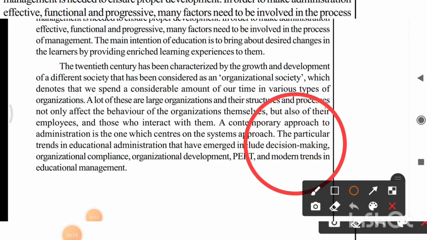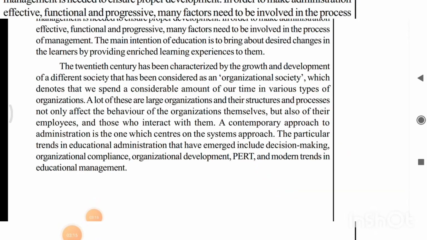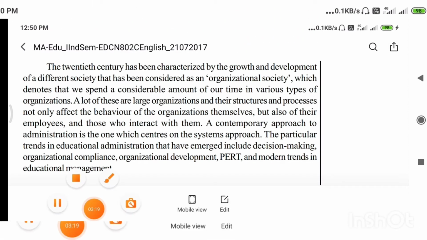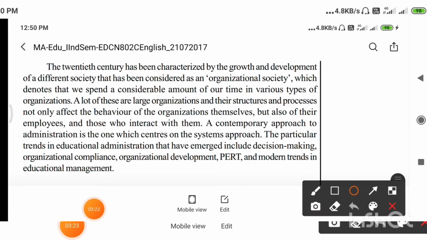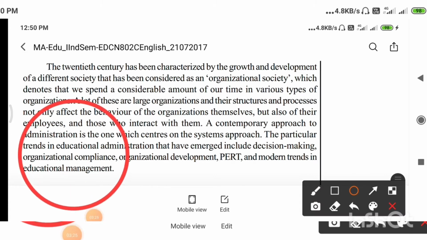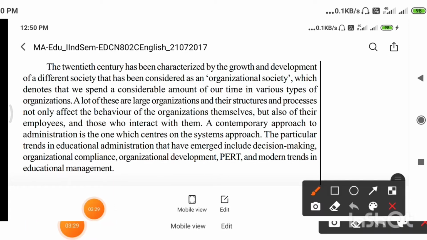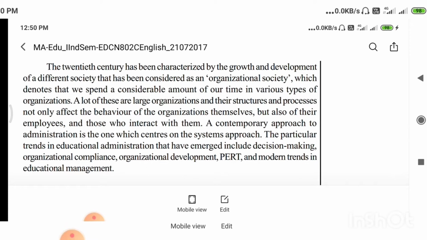We have decision making. As you can see here, we have organizational complacency. And we also have organizational development, right? As you can see, this is organizational development, among the modern educational management trends. So this is just an introduction about it. We go further with it.